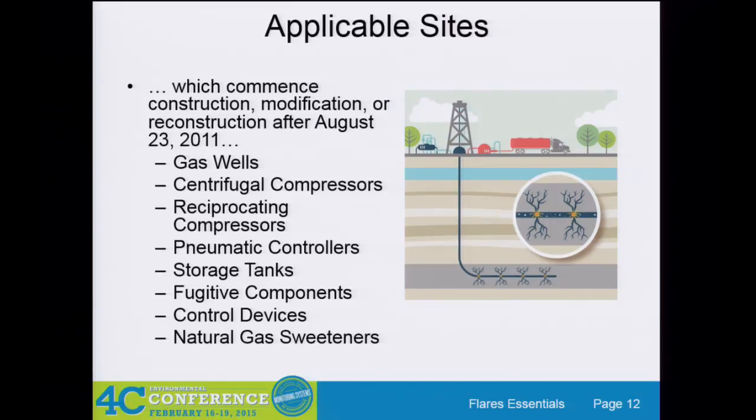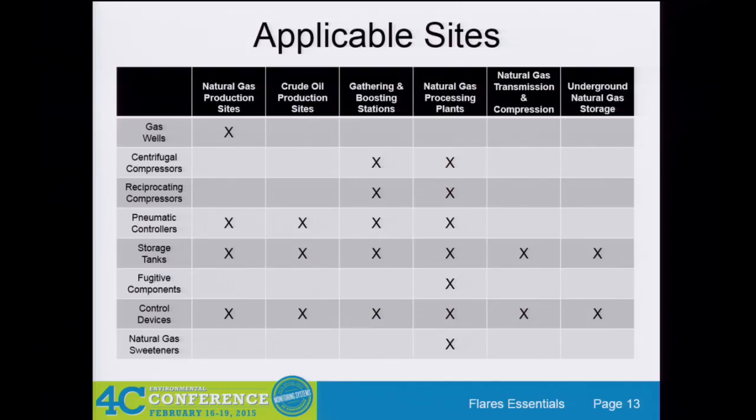Fugitive components. Fugitive components, primarily from a federal level, are pretty much unregulated at the upstream, prior to the natural gas plants part of the field. This affects mainly natural gas plants and fractionation plants. I'm going to talk about the control devices. We're going to spend some time together on that. And then there is a part of the rule that talks about natural gas sweeteners. That's CO2 and sulfur removal.